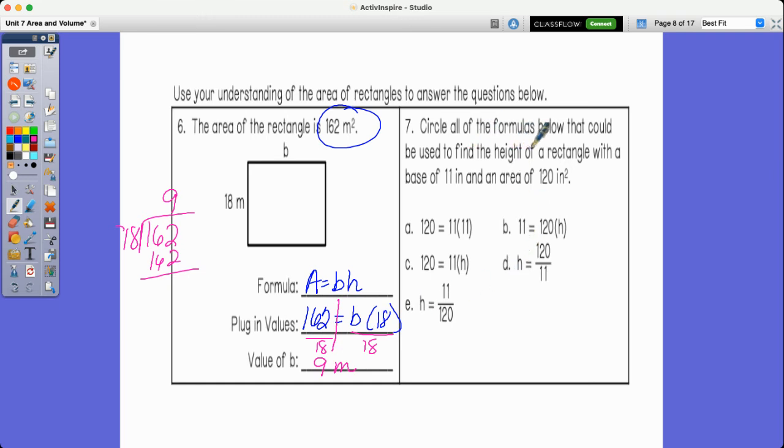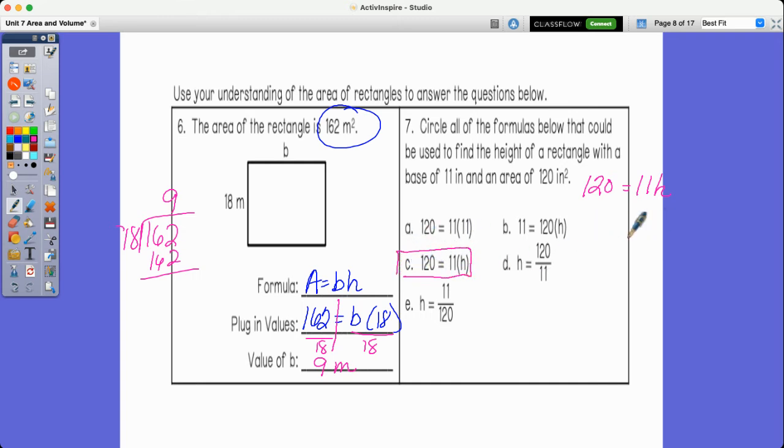Okay, circle the formulas below that could be used to find the height of a rectangle with a base of 11 and an area of 120. Well, I'm going to start by writing this out, and I have 11 times h. So this is definitely going to be one of them. 120 equals 11h. Do I have that anywhere? I do. That is C.